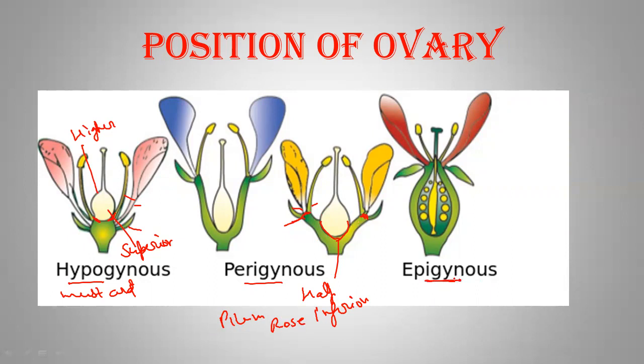Epigynous. In epigynous, the ovary is enclosed by the thalamus. Here you can see this thalamus enclosed the ovary and fused with it, and floral appendages sepal, petal, and androecium grow on top of the ovary. So this kind of ovary is known as inferior ovary. Example is guava. So hypogynous means ovary superior, higher. Epigynous, ovary is inferior, and perigynous, ovary is half inferior.